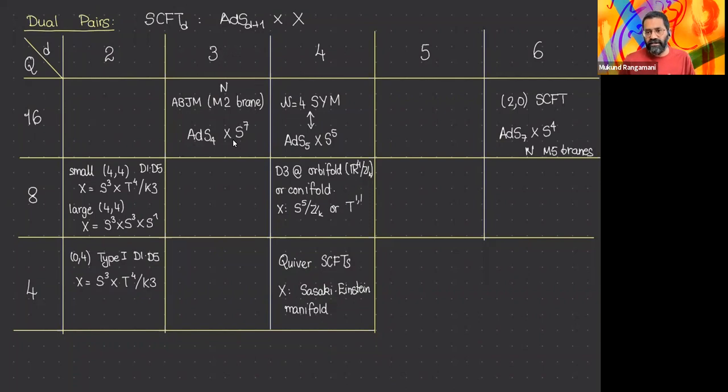The relative sizes of T4 and K3 are set by the ratio of the number of D1 and D5 branes, and the AdS scale in this case is given by Q1 Q5, where Q1 is the number of D1 branes and Q5 is the number of D5 branes. So let me just say that here. This example probably Alex will mention in his lectures next week.